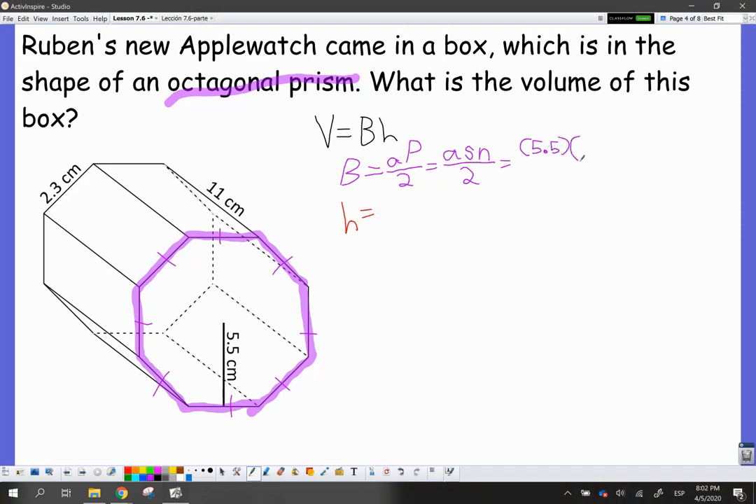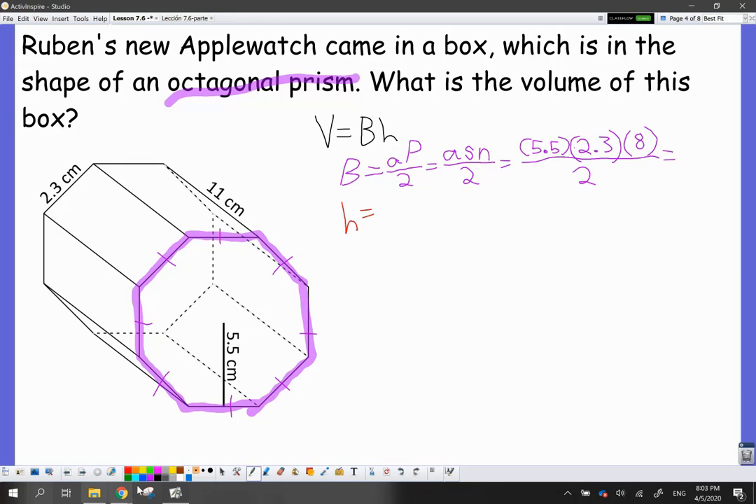The side length here, notice it's not 11, because 11 is not on the polygon itself. 11 is on this lateral face. So we're not going to use the 11 for this formula here. For the side length, we're going to be using 2.3 centimeters. So let's write that in. 2.3. And then we know the number of sides because it's an octagon. The number of sides will be 8. And we divide all that by 2.